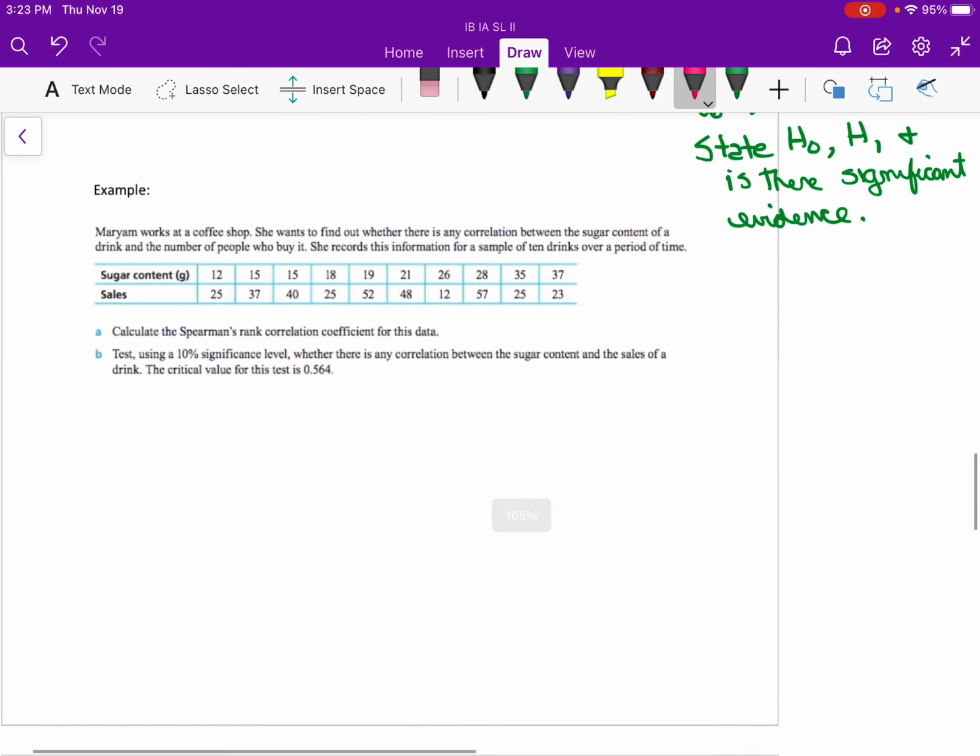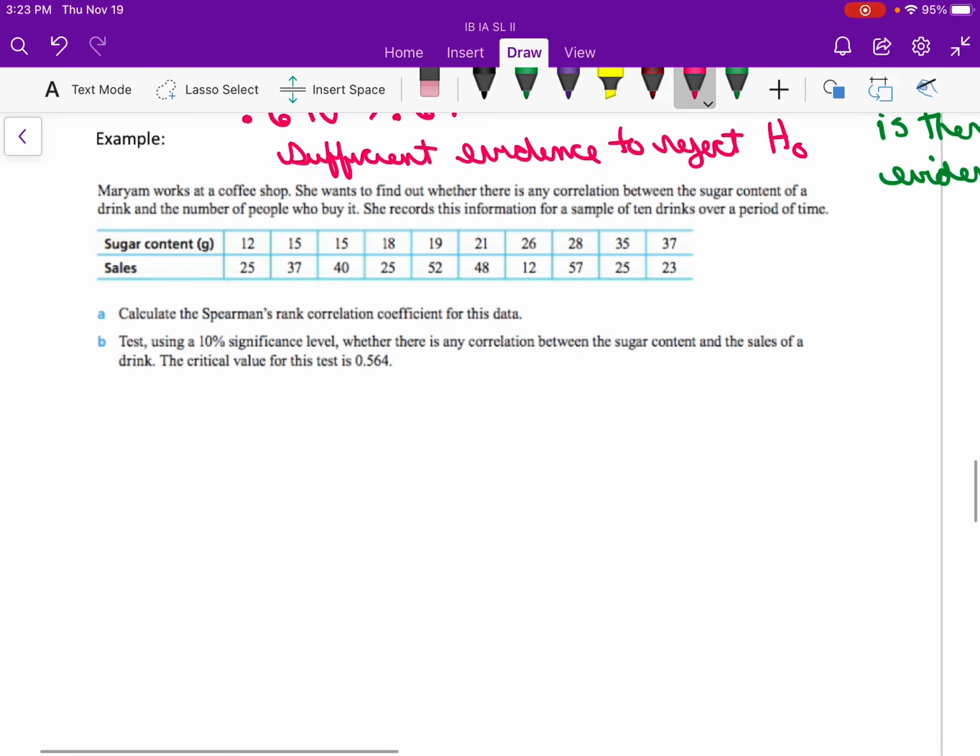So you should try and pause for a minute and see if you can figure this one out on your own. And the first thing you want to do is start by making a table of your ranks.